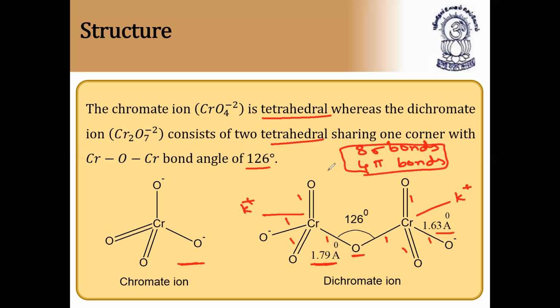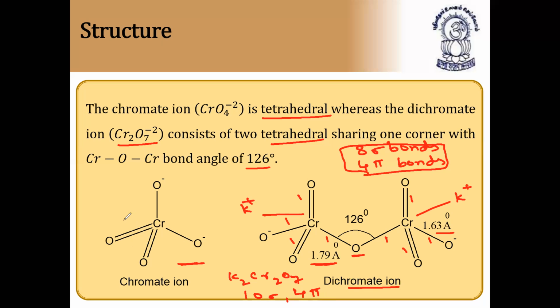Suppose they ask the number of sigma bonds and pi bonds in dichromate ion, it is 8 sigma bonds and 4 pi bonds. Whereas if they ask in potassium dichromate, then it is 10 sigma bonds, because these 2 sigma bonds will add up, and 4 pi bonds. So please note it down in your class work. Potassium dichromate consists of 10 sigma bonds, 4 pi bonds, whereas dichromate ion, Cr2O7 2 minus, consists of 8 sigma bonds, 4 pi bonds.